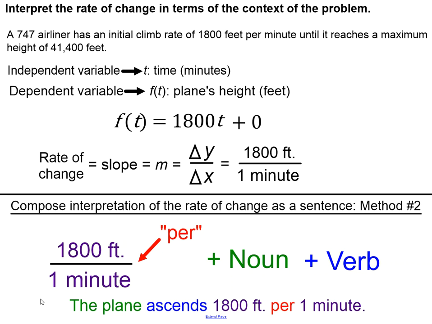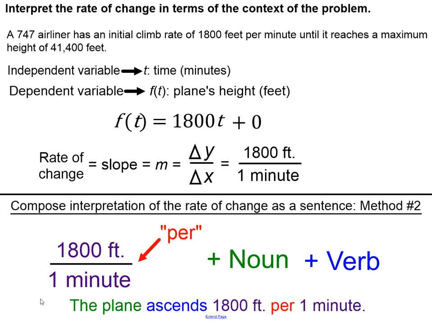So 1,800 feet per 1 minute. Okay, well, add a noun, add a verb. What is 1,800 feet per 1 minute? What's happening? What's the person, place, or thing that this 1,800 feet per 1 minute is happening to? The plane. What's the action word? Ascends. The plane ascends 1,800 feet per 1 minute, and you're done.